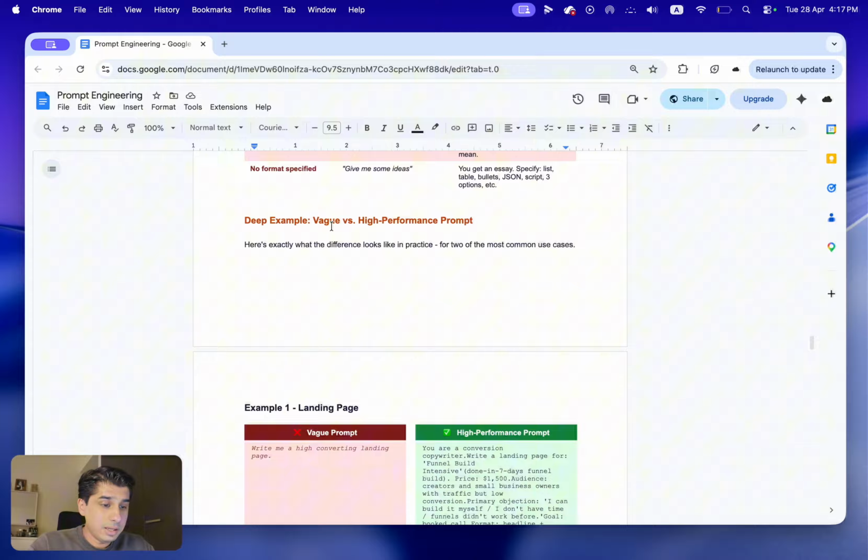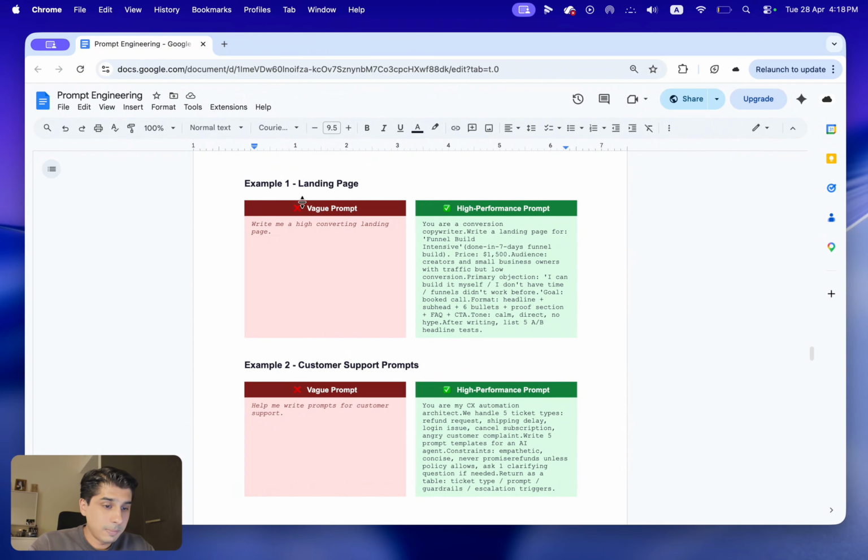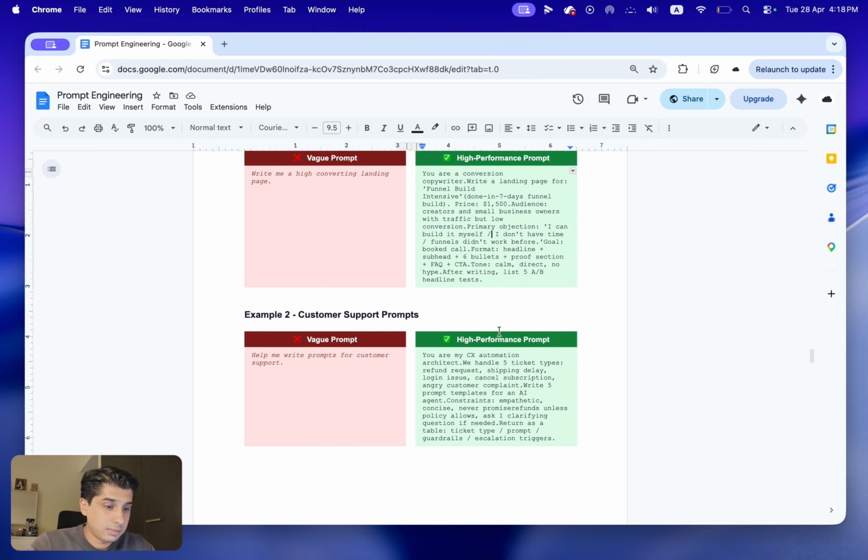Now, a deep example: vague versus a high performance prompt. Here's exactly what the difference looks like in practice for 2 of the most common use cases, which is a landing page. Example 1: a vague prompt is write me a high converting landing page. A high performance prompt, as you can see the difference in context, is you are a conversion copywriter. Write a landing page for Funnel Build Intensive, done in 7 days, with the price and the audience it's targeting. Basically, you're talking about the primary objections, you're talking about the format, and you're going into very, very detail. And again, at the end, after writing, list 5 A/B headline tests, right?